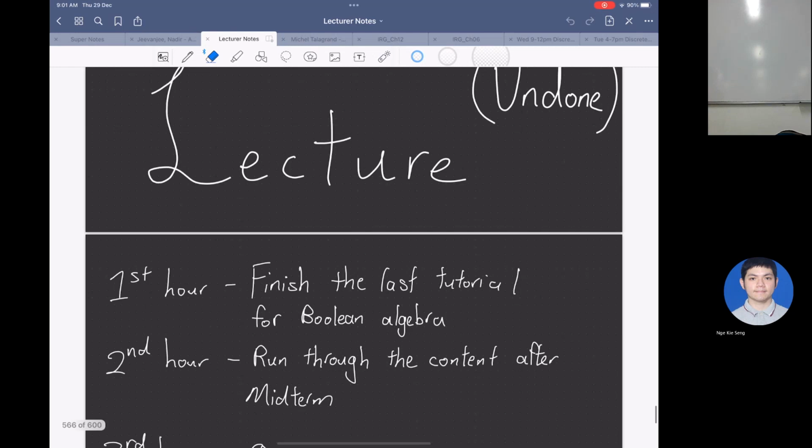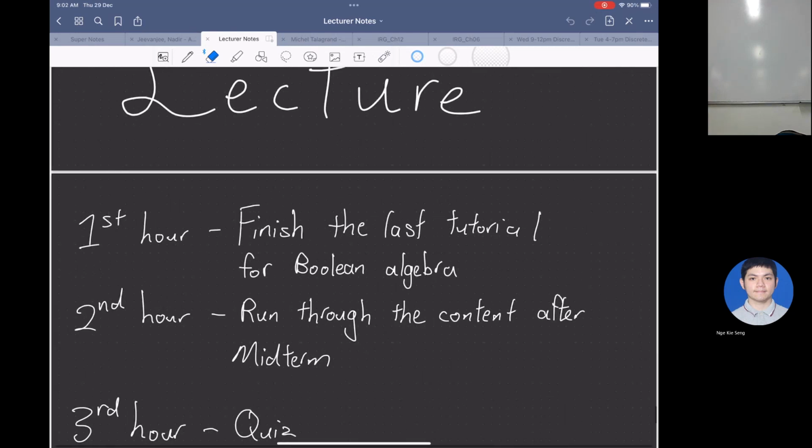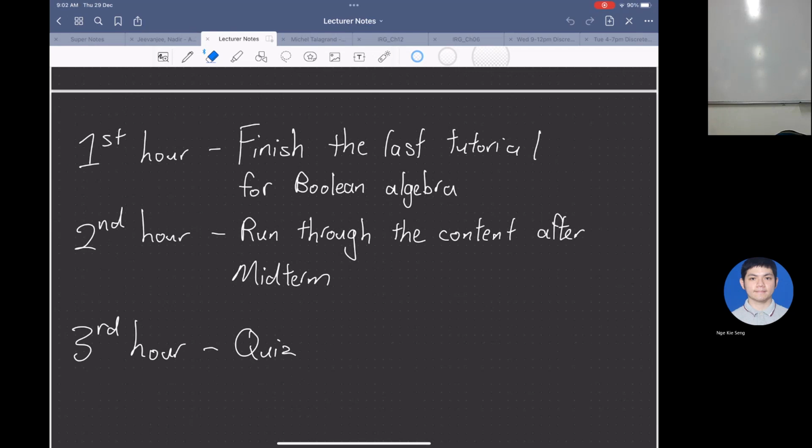So the plan for today is first hour we'll finish the last tutorial I posted on Moodle. If you already done it, you can go and do the review question. And then after half an hour, we will run through the last tutorial. And then for the second hour, we'll summarize the content after the midterm, and then maybe give some hint on which part to focus for the exam. And then third hour, we will discuss the quiz.